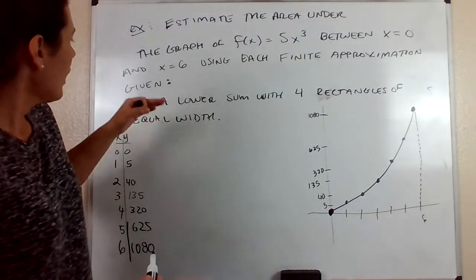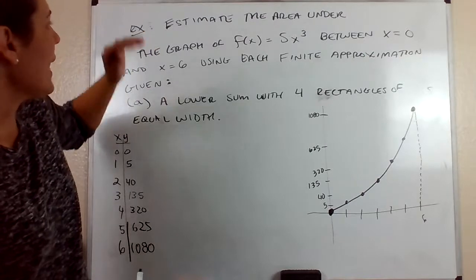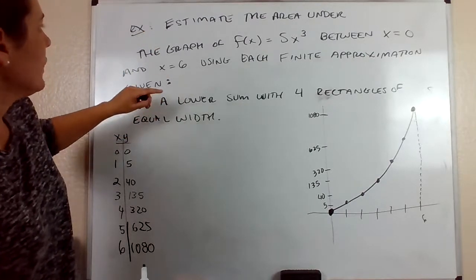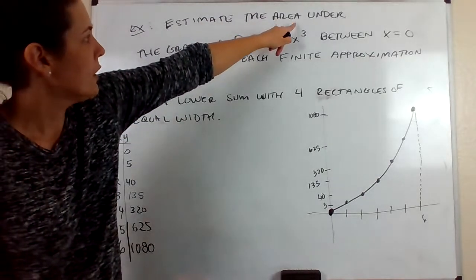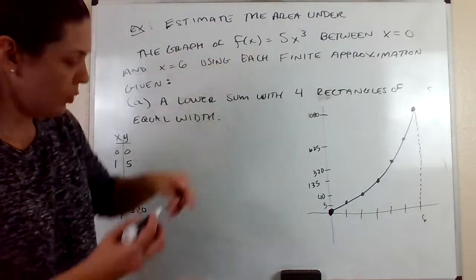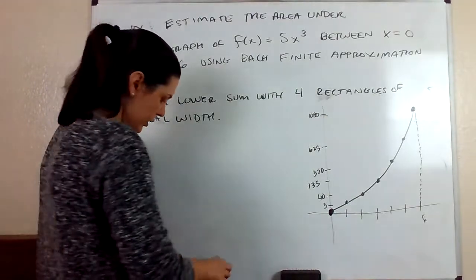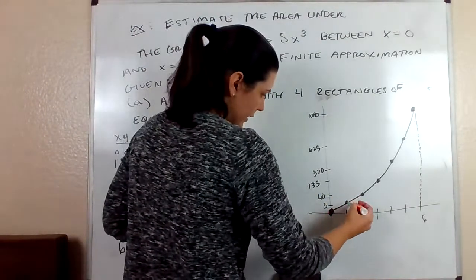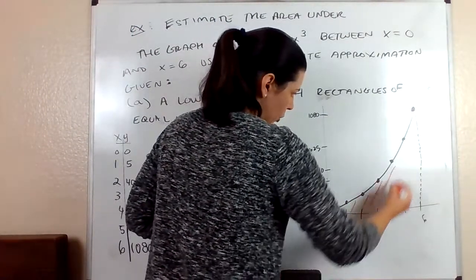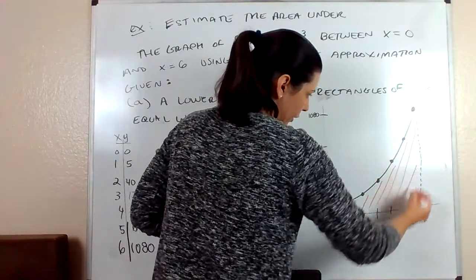And so we are finding the area. Let's see. Estimate the area under this graph. What we're interested in, and I'm going to erase this because I need to draw rectangles in a minute, is this whole thing right here. This is what we're calculating.